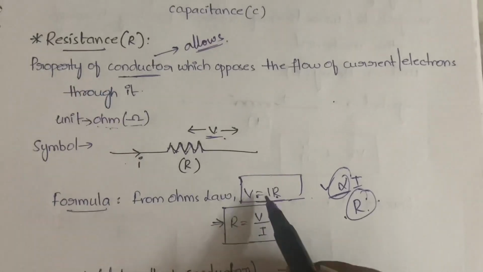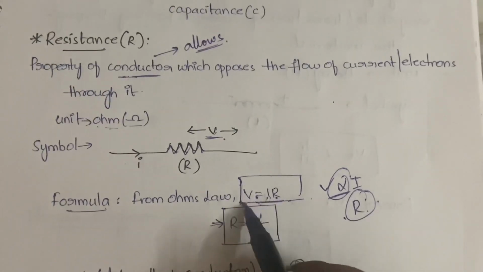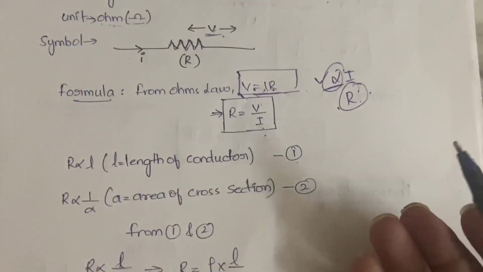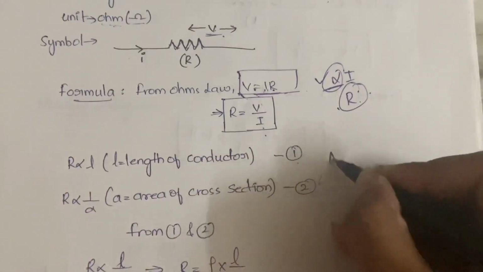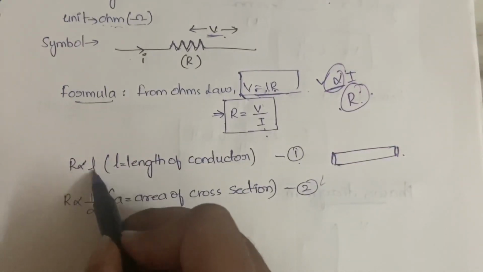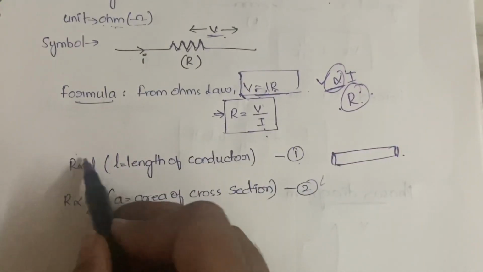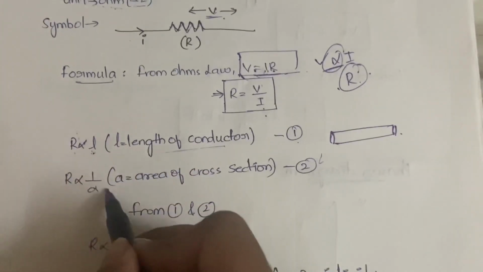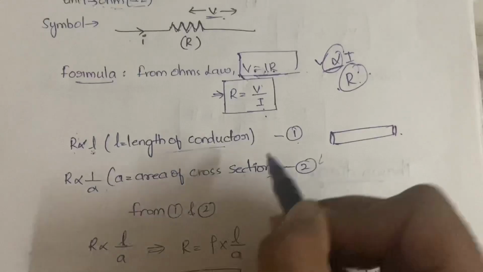But okay, when you send this I over to this side, it becomes divided by, and R is equal to V by I. And we also have another formula. When you are assuming a conductor, R is directly proportional to the length of the conductor, and it is inversely proportional to the area of cross section of the conductor.